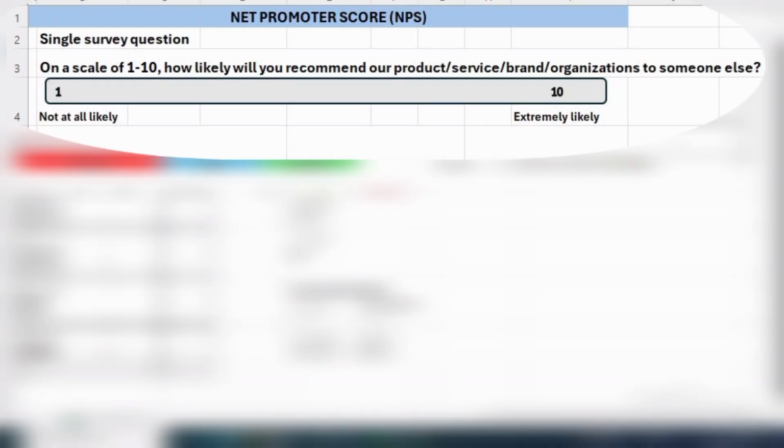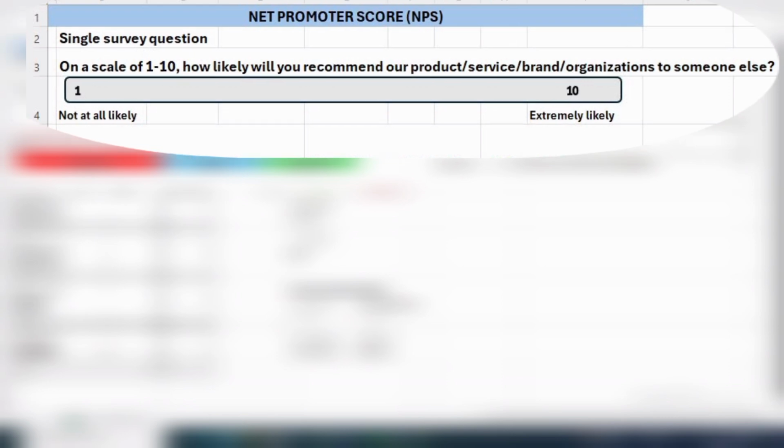On a scale of 1 to 10, how likely will you recommend our products or services or the brand to someone else? With number 1 being not at all likely and 10 being extremely likely to recommend.